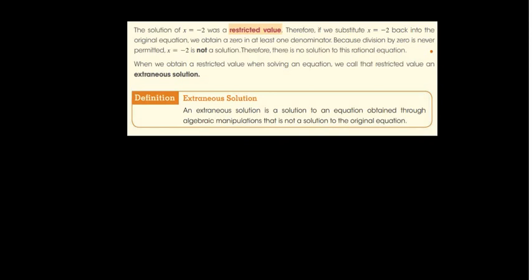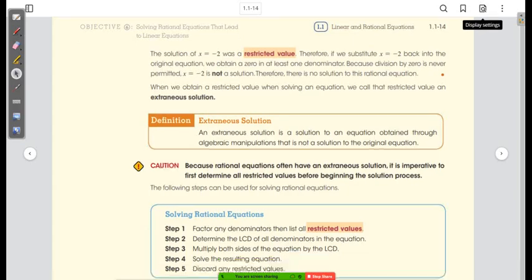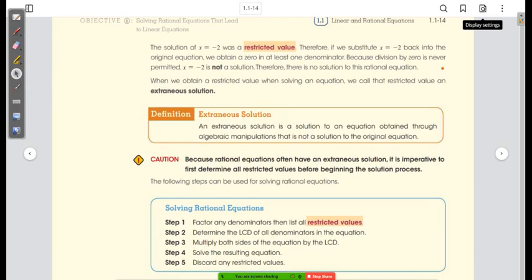Okay, big time here. This is something that you definitely want to make a note of. An extraneous solution, just reading from the definition, is a solution to an equation obtained through algebraic manipulation that is not a solution to the original equation. Again, you did everything right. You were just wrong. It happens. Life lessons.